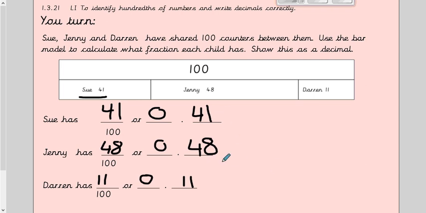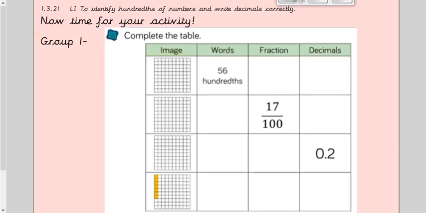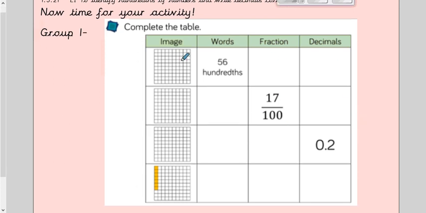And again, if you add all of these up, you would get one whole because it's the same as 100 hundredths. So now it's time for you to have a go. This is group 1 learning for today. Now, if you are able to print it off, then great, you can do this part as well. But if you can't print it off, then don't worry, just don't complete this part. You don't need to shade in anything, just do the words, fractions and decimals for each one. Don't worry about this section.